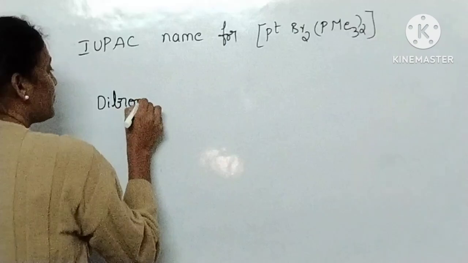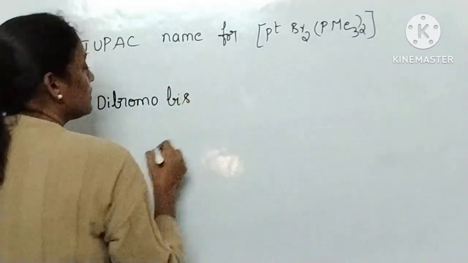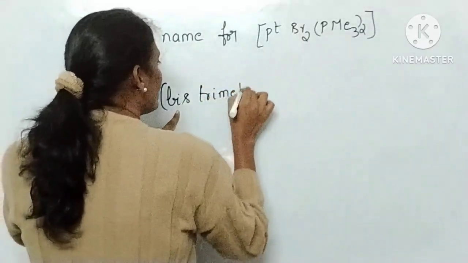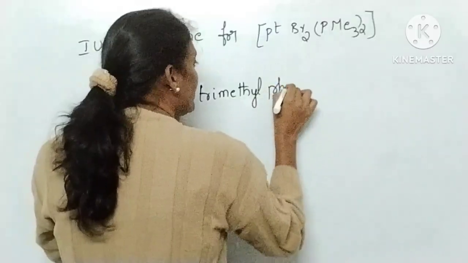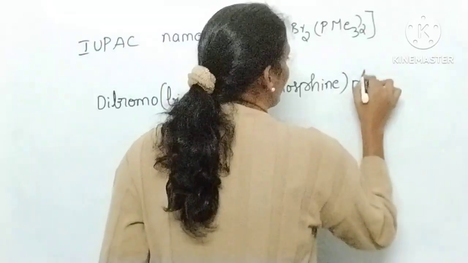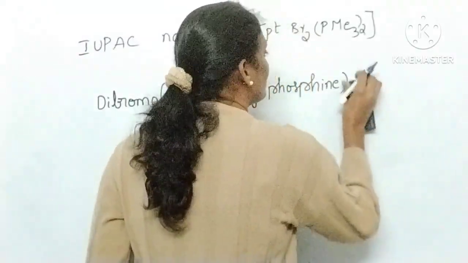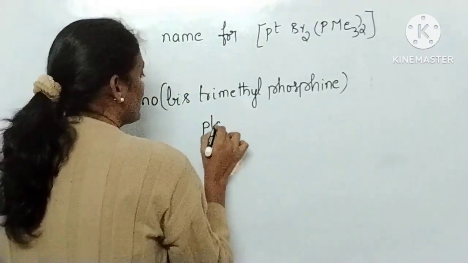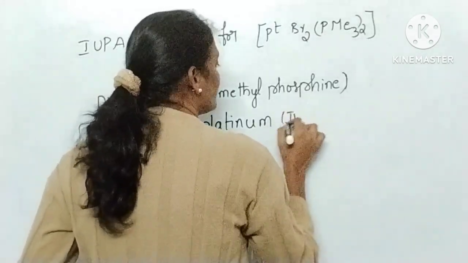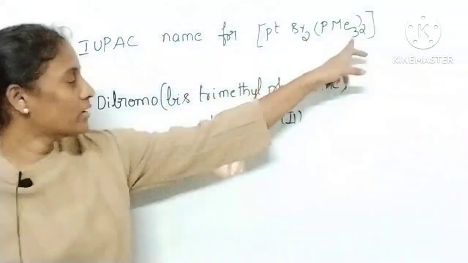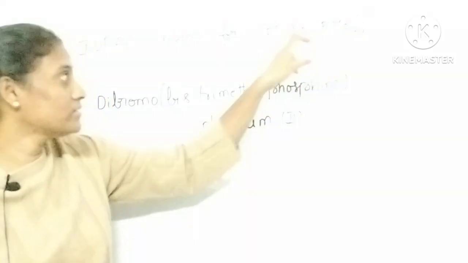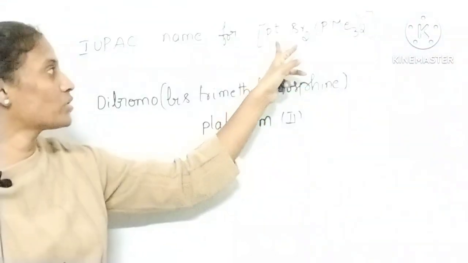Dibromo bis, here you can open a bracket, dibromo bis trimethylphosphine platinum 2. See this dibromo bis, here 2 is there, so bis trimethylphosphine platinum 2, because here its oxidation state is 2.